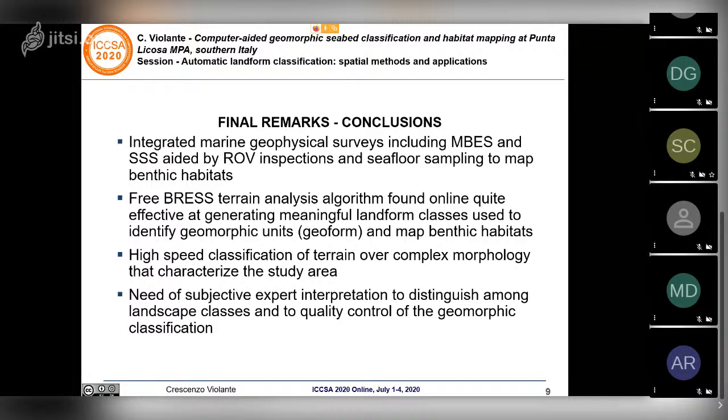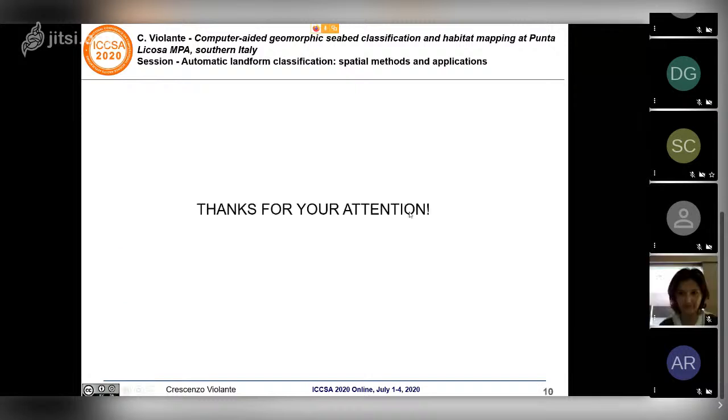And of course, as stated also somewhere else, this system still needs subjective expert interpretation to distinguish among landscape classes and to make a quality control on the resulting geomorphic classification.